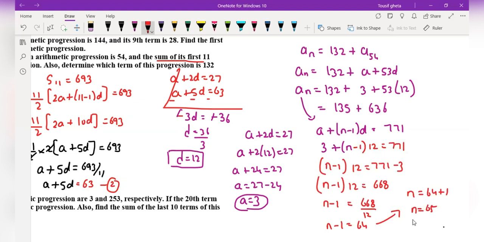So the 65th term's value is more than the 54th term. How much more? 132. That is our question. That is what they're asking us, and the value we got is n as 65th term. The 65th term's value will be 132 more than the 54th term. That was the question, and we got n as 65. So let us go with the next one.